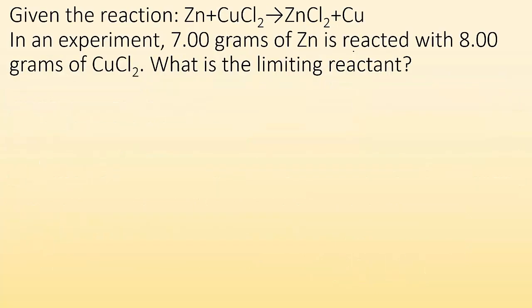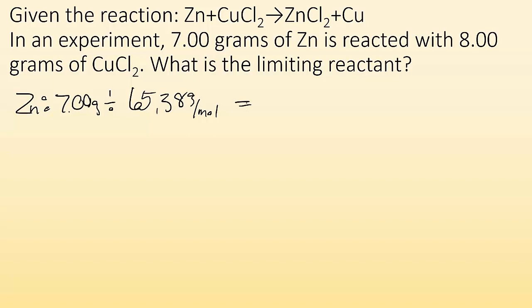All right, so let's take a look at a new example. Given the reaction Zn plus copper chloride gives me zinc chloride and copper, in an experiment, 7 grams of zinc is reacted with 8 grams of copper chloride. What is the limiting reactant? First things first is convert the grams into moles. So for zinc, I have to do 7.00 grams divided by the formula mass of zinc, which is 65.38 grams per mole, which gives me 0.107 moles of zinc.